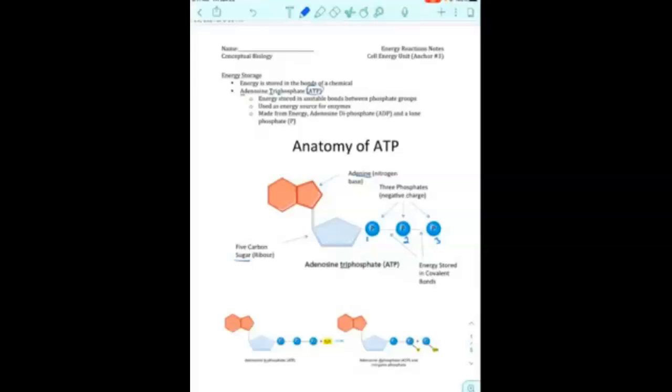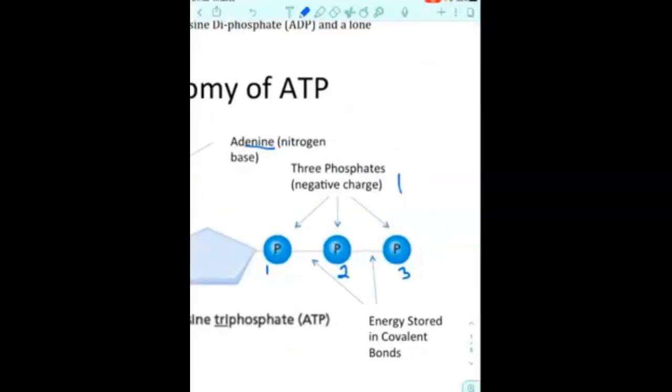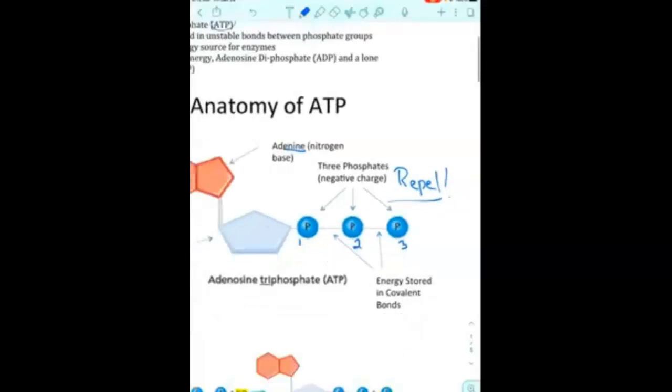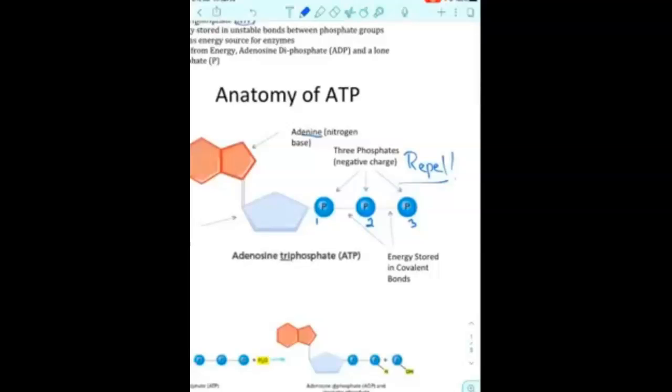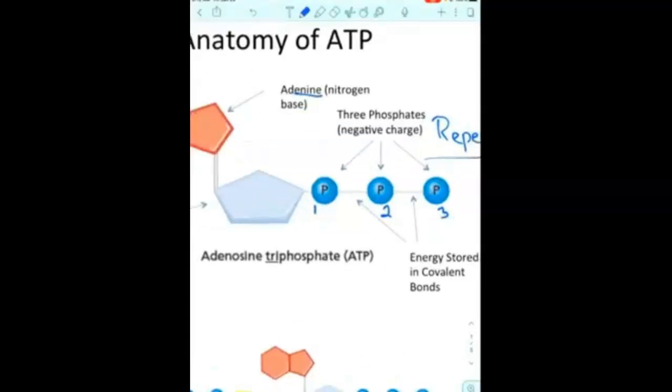And so these 3 phosphates with their negative charges, they all repel each other, right? That means they don't want to be anywhere near each other. But in this molecule, they're forced to be right next to each other. And so that makes these bonds really unstable, okay? These bonds right here, let's highlight those. This bond and this bond.